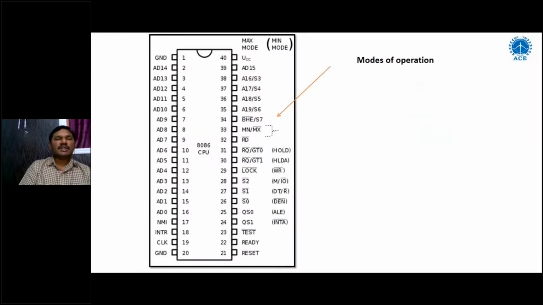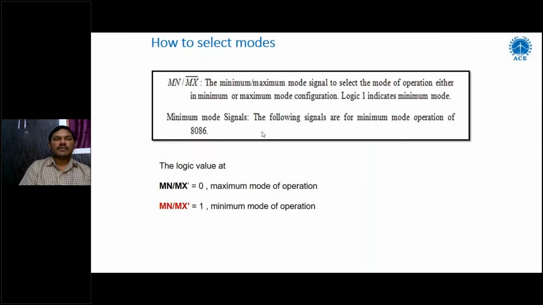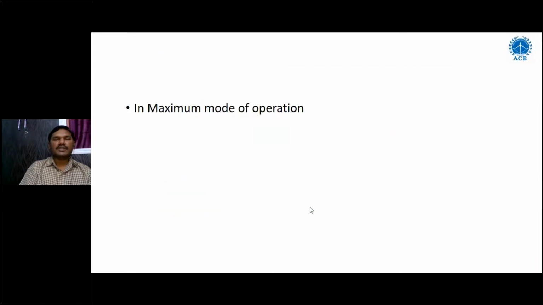And pin number 33 is used to operate your 8086 microprocessor pin diagram in 2 modes of operation. The 2 modes of operation are called minimum mode and maximum mode. Minimum mode means single processor mode and maximum mode means multiprocessor mode. By connecting that pin to logic 0, it will operate in maximum mode. By connecting that pin to logic 1, it will operate in minimum mode.